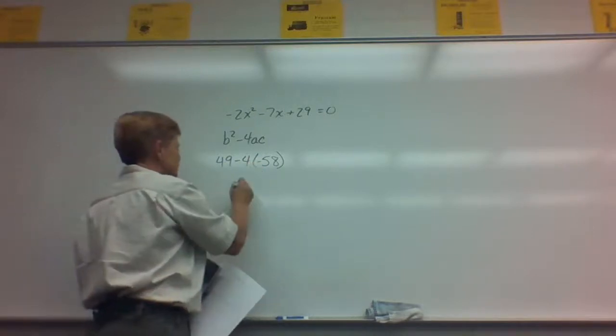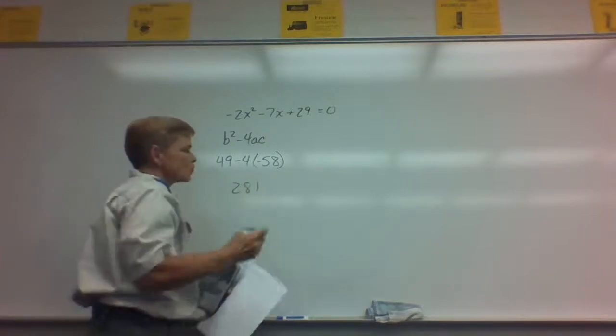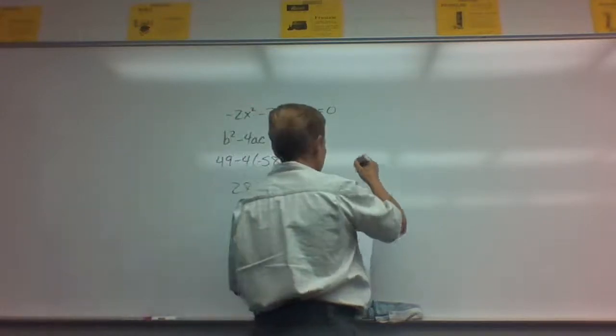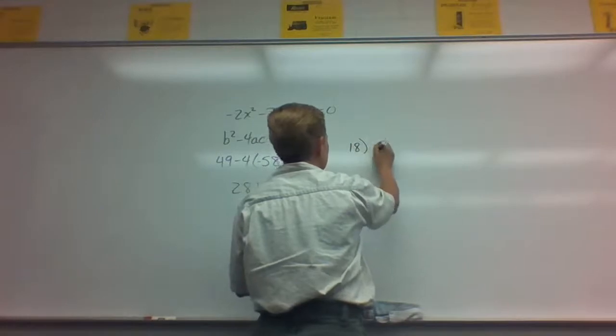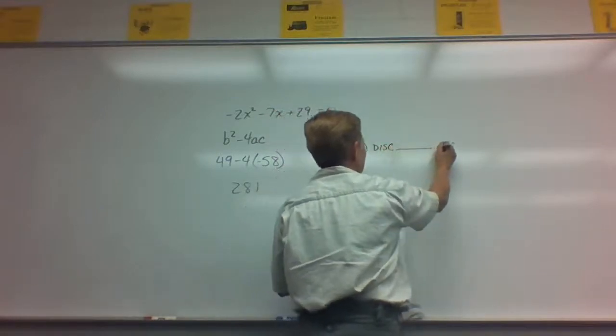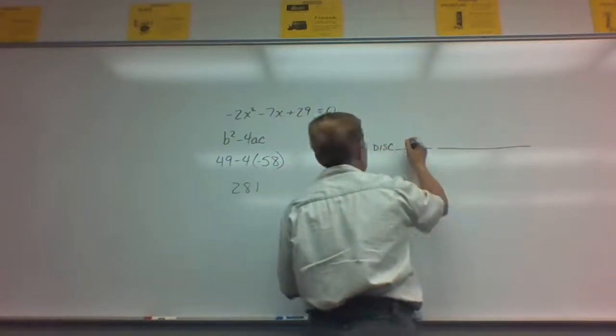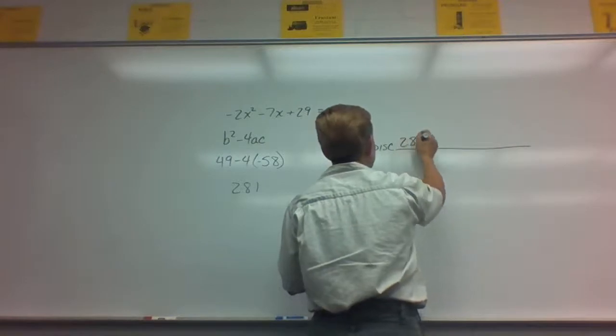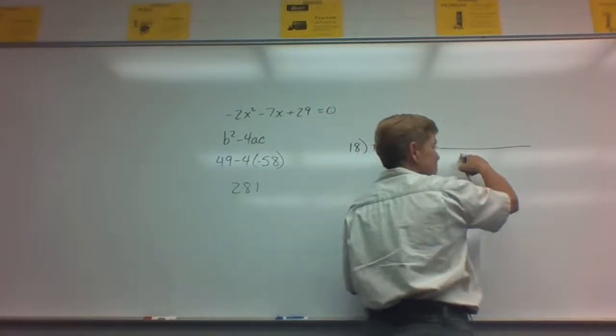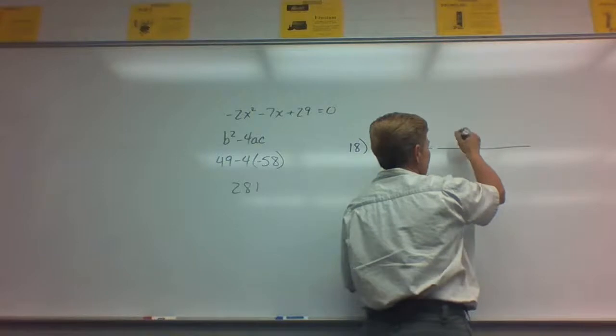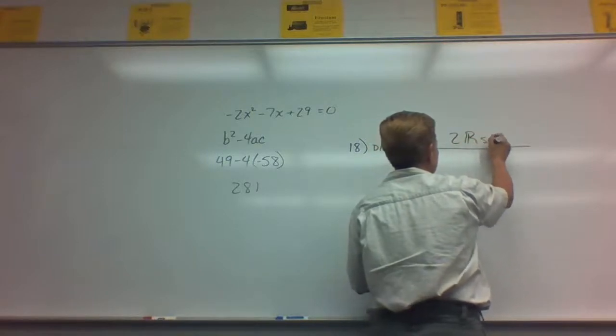So I can eliminate this line. So on the answer page for this problem, it's number 18, it'll say DISC blank, and then it will have another blank that starts past that, and this is going to be 281. And here you're going to write what? Two real solutions.